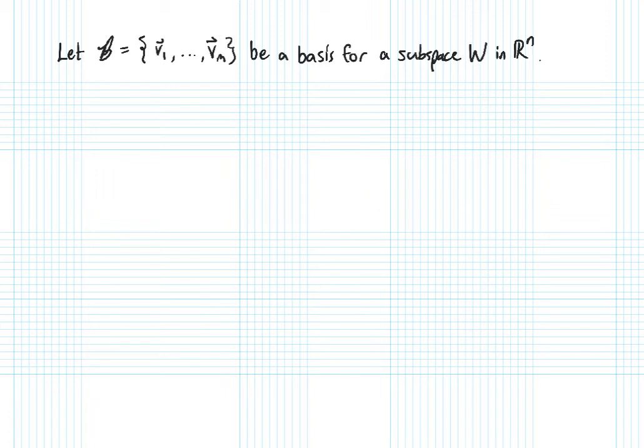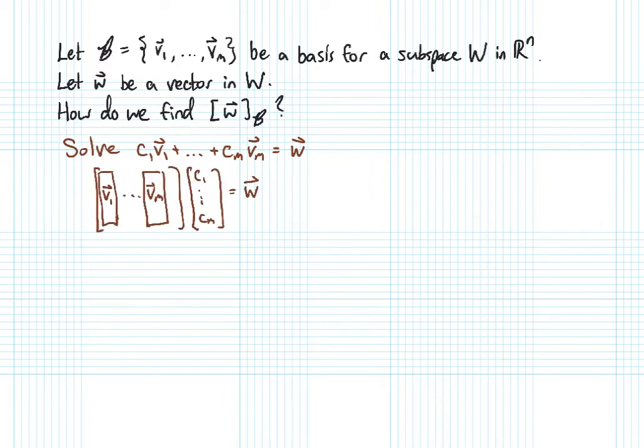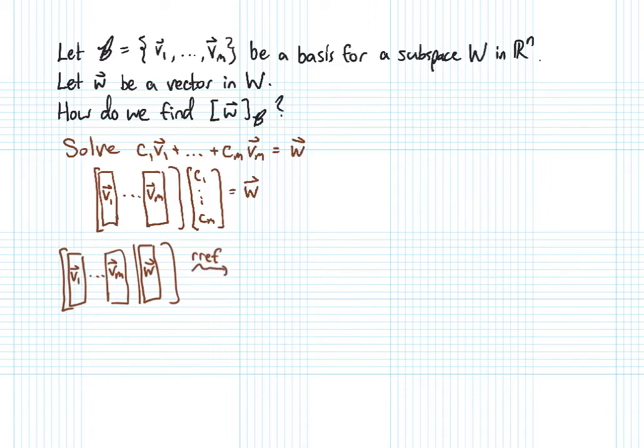So the general case is actually quite similar to what we just saw in the example. Suppose that v1 to vm is a basis for a subspace W, and suppose that you have a vector w in W. How do we find the b-coordinate vector? Well, to do that, you would want to solve the equation c1v1 + c2v2 and so on is equal to w. And this equation can be rewritten as a matrix equation, where the matrix has v1 to vm as its columns. And to solve it, you would write down the augmented matrix that has the v vectors on the left and the w vector on the right, and then you put it into reduced echelon form to solve.